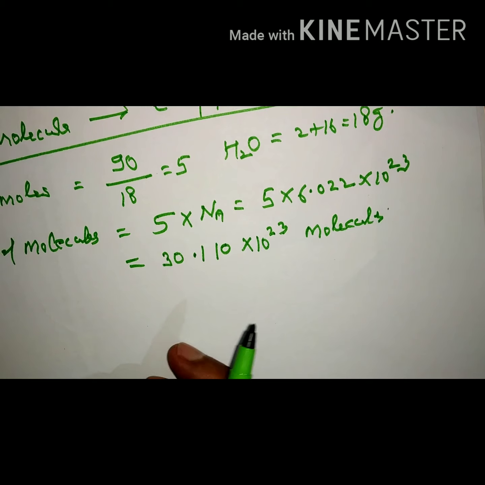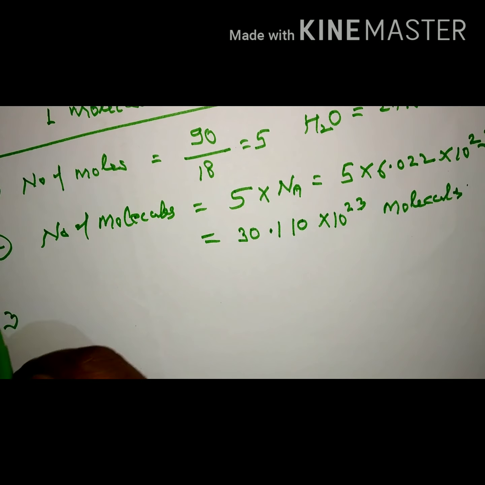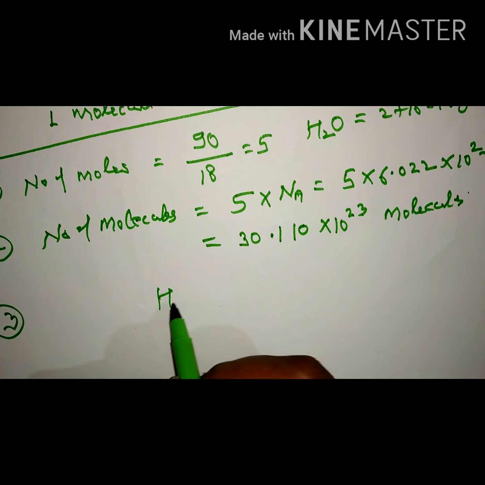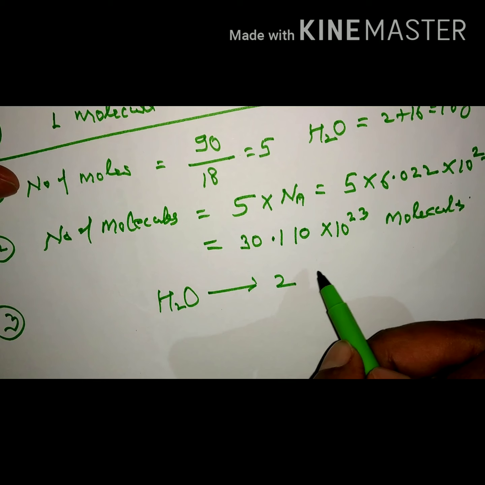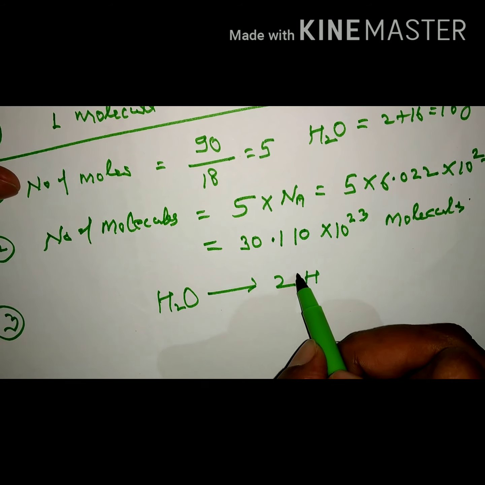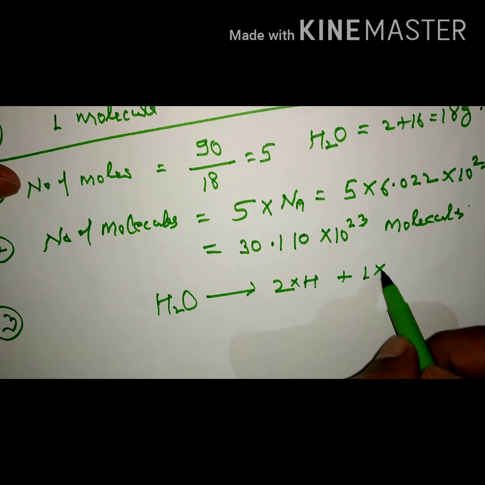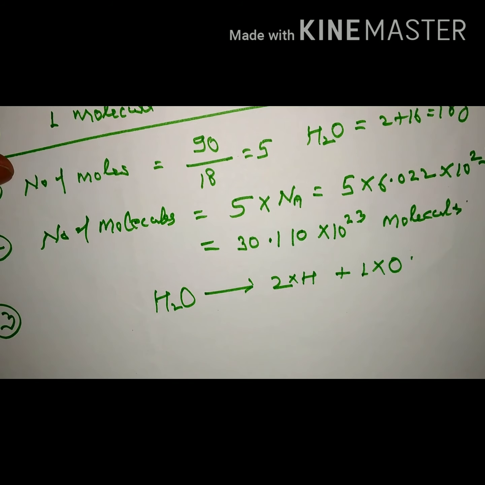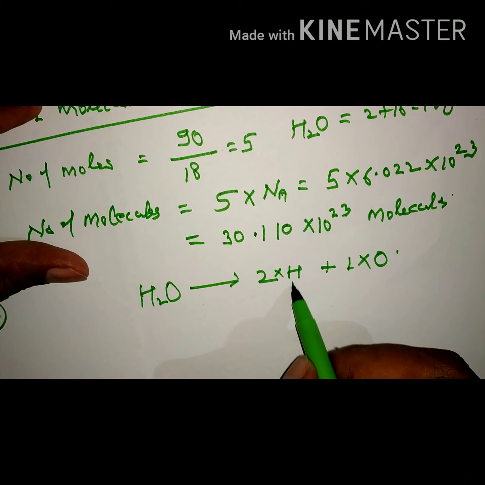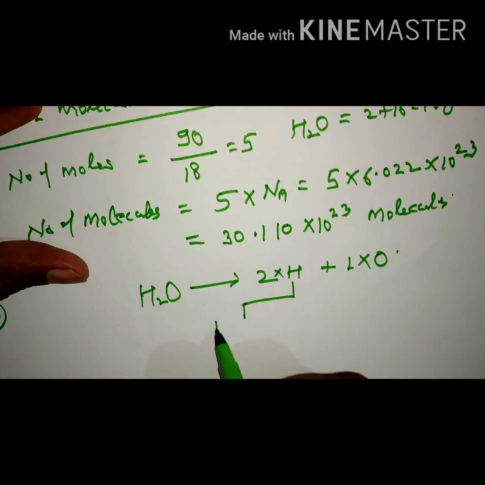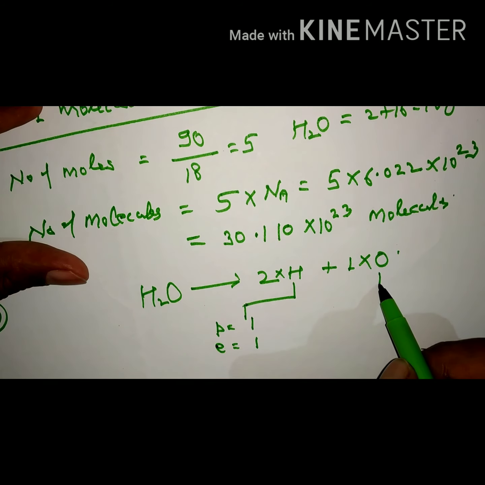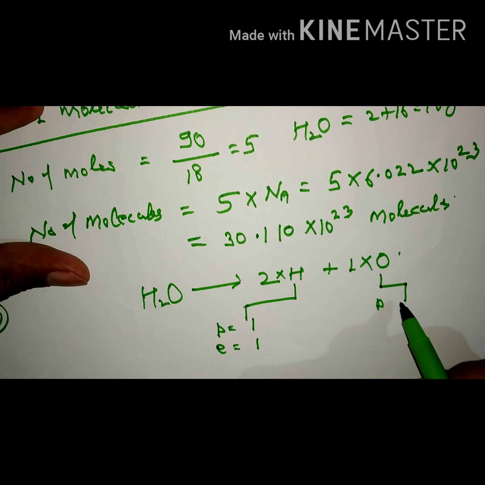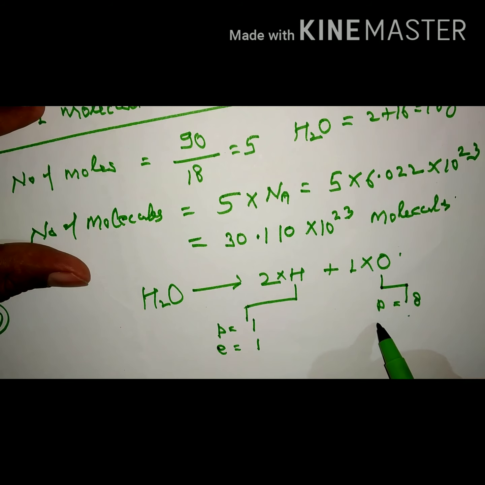Now let's find for H2O, third step. In H2O, there are 2 atoms of hydrogen and 1 atom of oxygen. So in hydrogen, there are 1 proton and 1 electron. In oxygen, there are 8 protons and 8 electrons.